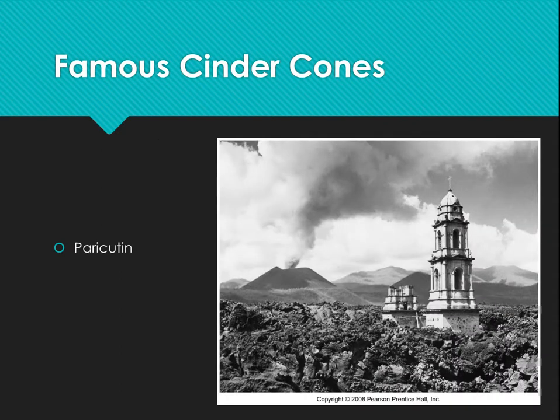We also have Parícutin. It's a cinder cone in Mexico. It started erupting back in the 40s and it actually erupted for about 9 years. In that time, they even had to relocate a couple of little towns. But this is a great volcano because it's the first time a volcano was able to be studied from birth to death, the whole way through the series.